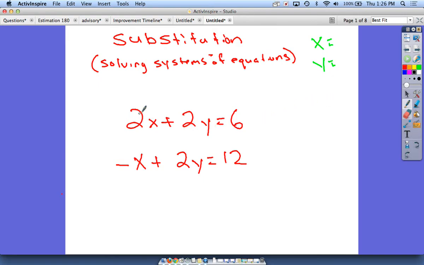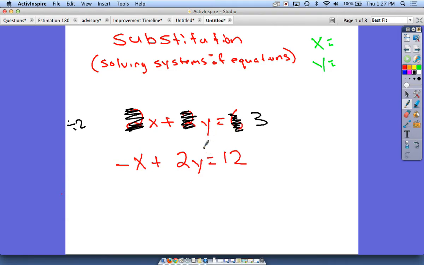What I'm going to do first is take everything here and divide it by 2, because if I divide everything by the same thing, it's still going to be the same equation. The x and the y will still be the same. So I'm just going to divide everything by 2. 2 divided by 2 is 1, so that's just going to be x. 2 divided by 2 is 1, so that's just going to be y. And then my 6 is going to change to 3.